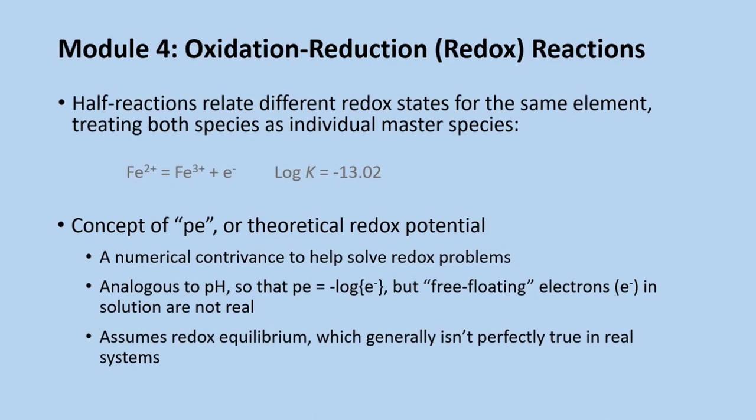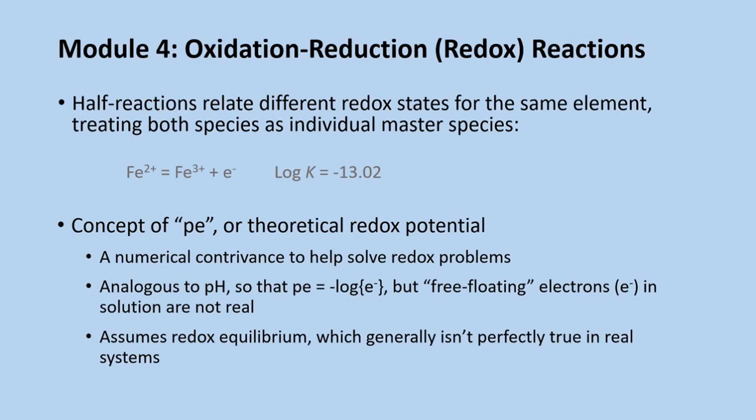Redox half reactions all involve a hypothetical electron that is really a contrivance. Free-floating electrons don't exist in meaningful quantities in most solutions, and the analogy between pH and PE, where PE is the negative log of the electron concentration, isn't actually real or valid. PE is a theoretical potential, and it is used simply to help balance redox reactions so that there is never a change in the implied electron concentration, if you will, in the system. More on this in a moment.